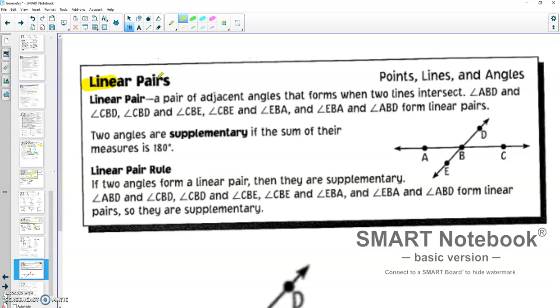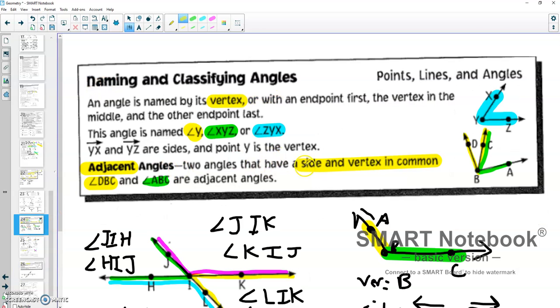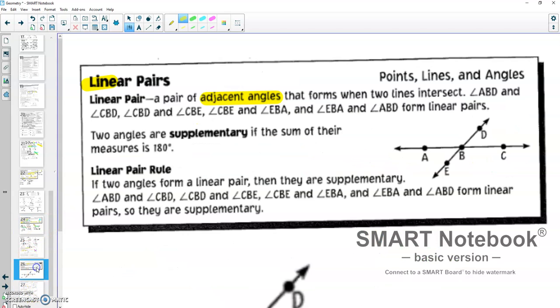Okay, so let's see what the definition says. A linear pair is a pair of adjacent angles that form when two lines intersect. Adjacent angles. Now, if you remember from our previous lesson, adjacent angles have a side and a vertex in common. Also, adjacent means they're right next to each other. Okay?